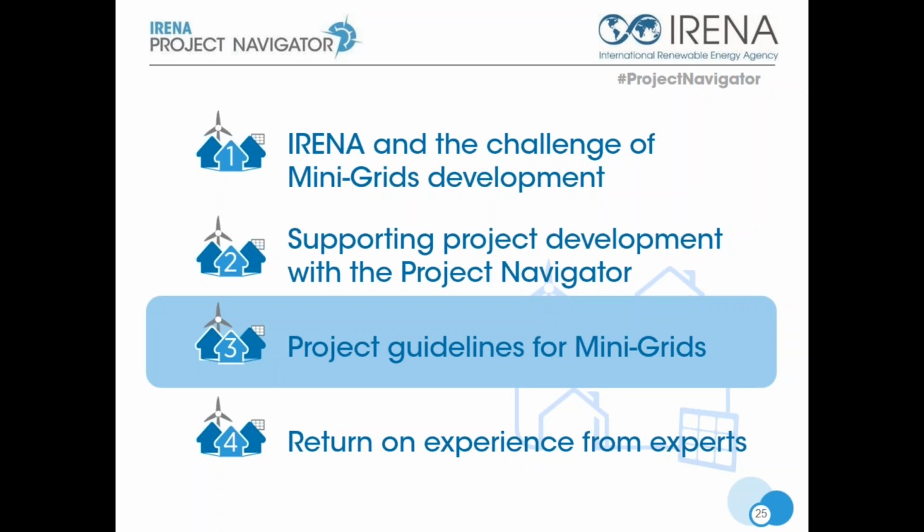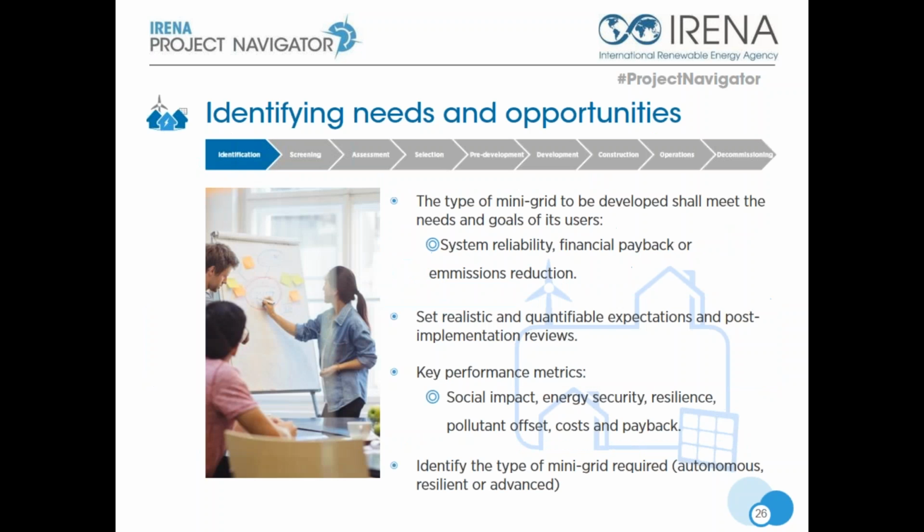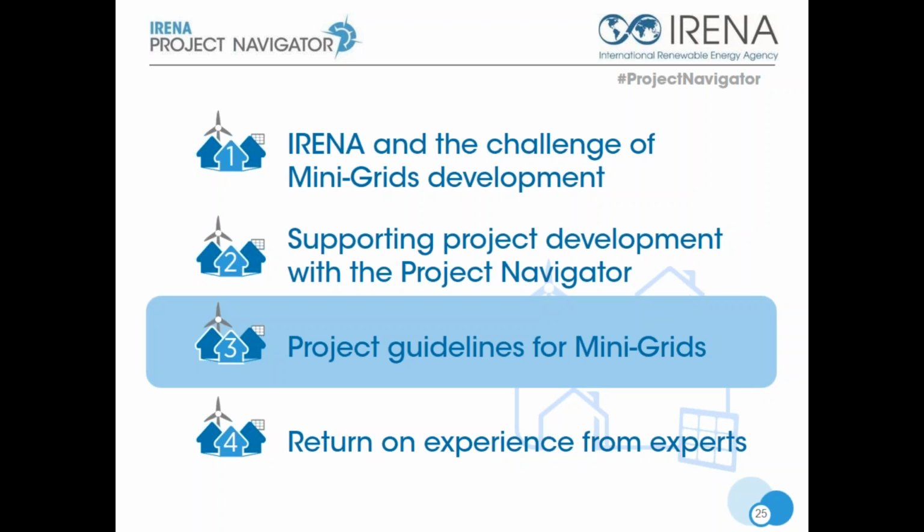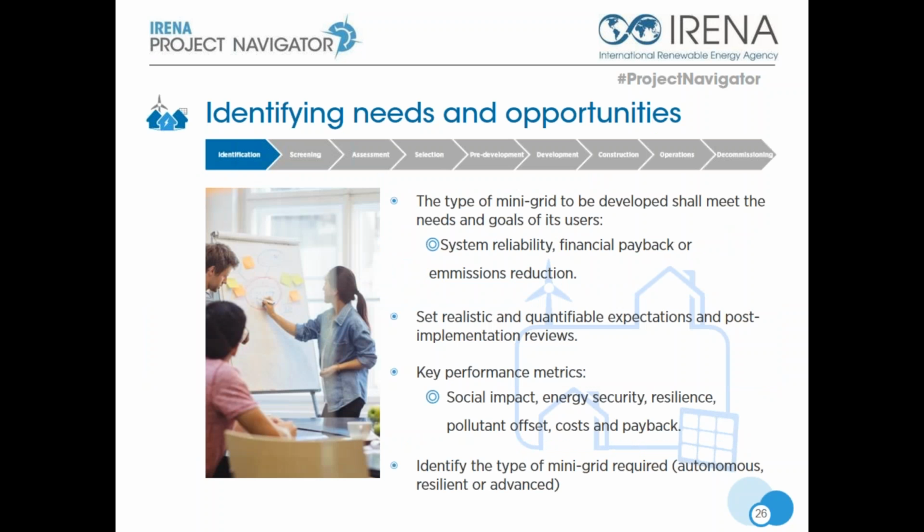My name is Carlos Ruiz, and as Simon mentioned, I will give you a brief overview of our new technical guidelines for mini-grid projects. Just as with our previous guidelines, we took the development process of a mini-grid project and broke it down into the standard Project Navigator project development process that we developed. This process is comprised of 9 phases, which I will now go through. I will start with the first phase, which is identification.